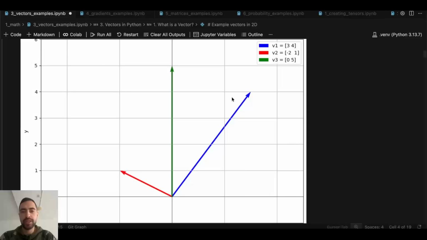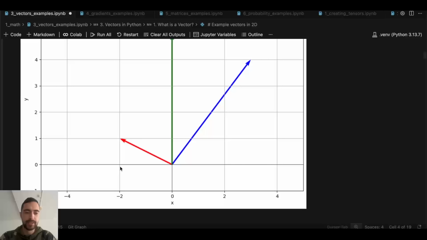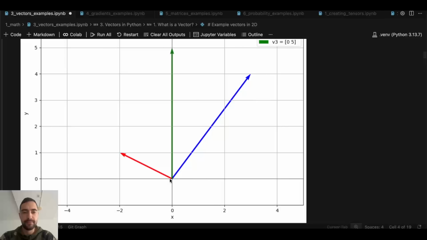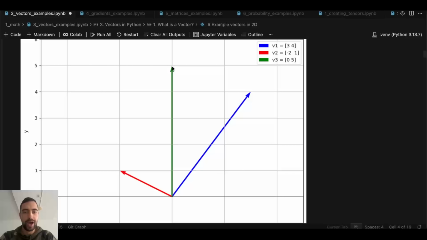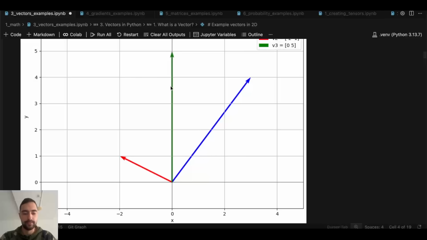And here we have two other examples: minus 2, 1. So going minus 2 on x and 1 on y. And 0, 5. So 0 on x, 5 on y. So this vector will be on the y-axis.